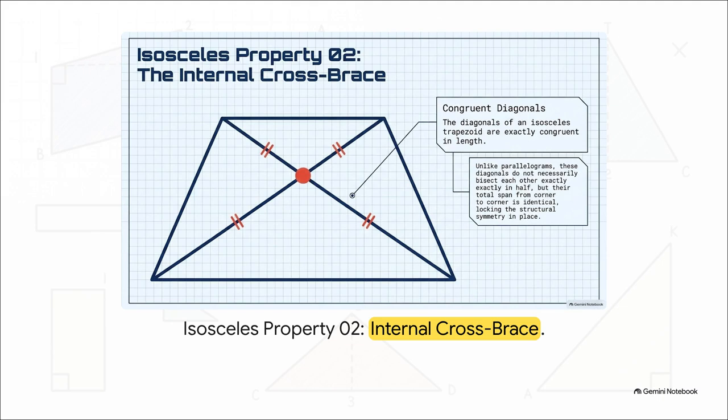Now, which internal lines look really special here? Check out those lines spanning from corner to corner, passing right through the red dot in the middle. Think of them kind of like internal cross braces on a massive steel bridge. We call these lines congruent diagonals. Why is this such a special property? Well, unlike a parallelogram, these cross braces don't necessarily cut each other perfectly in half, but their total span from one corner to the other is exactly identical in length. To sum it up, these identical internal cross braces lock the structural symmetry perfectly in place.